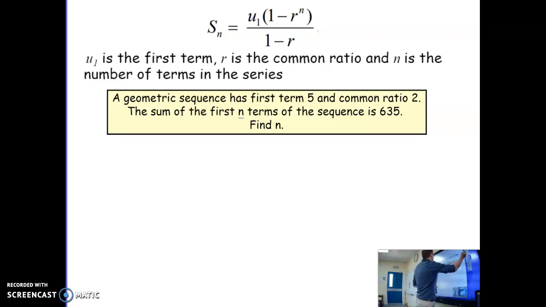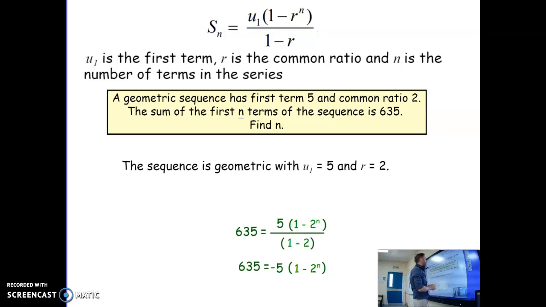So, what have we got? A geometric sequence has first term 5, that's u1, common ratio 2, that's r, sum of the first n terms. We don't know n, but we do know the sum of, so we now have this part. If we substitute all those values in, we end up with this equation. And solving this equation is not very straightforward, so I'm going to use my GDC, my graphical display calculator.